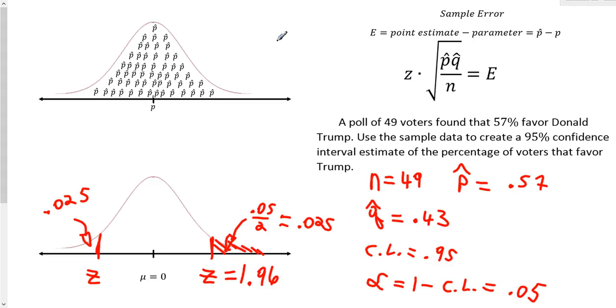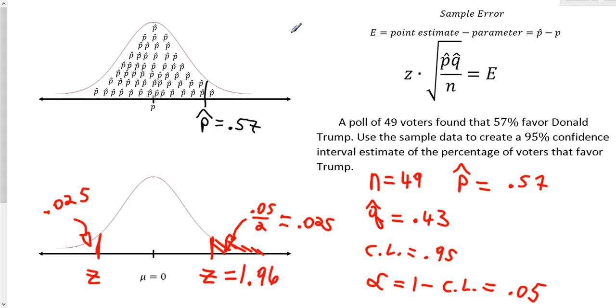Remember, the margin of error is the distance between any given value of p hat and the population proportion p. So basically, if I graph my value for p hat, which is 0.57, the margin of error is going to be the distance between that p hat and the actual p. So let's see here, I'm going to calculate that margin of error.